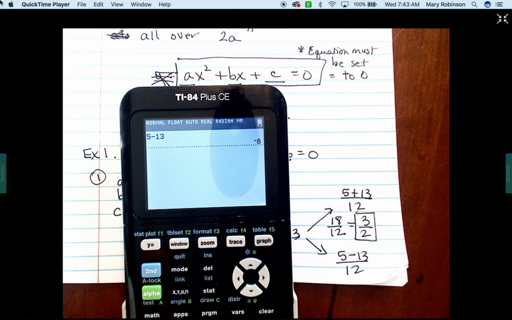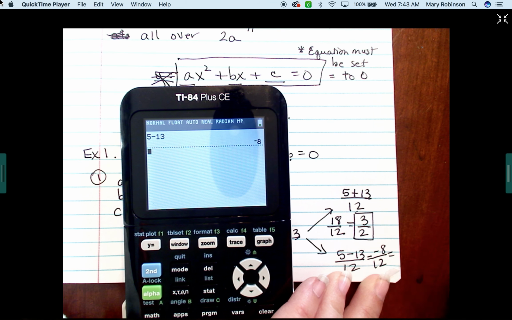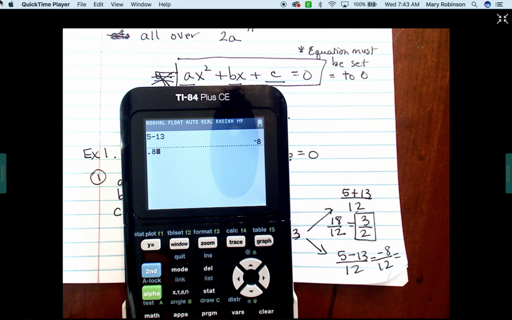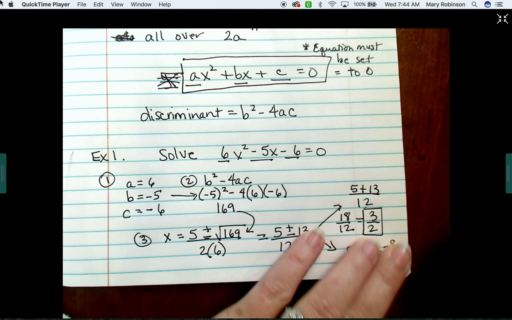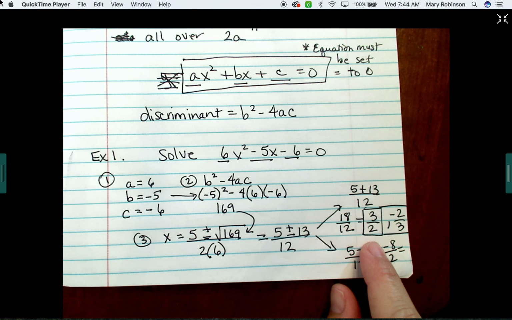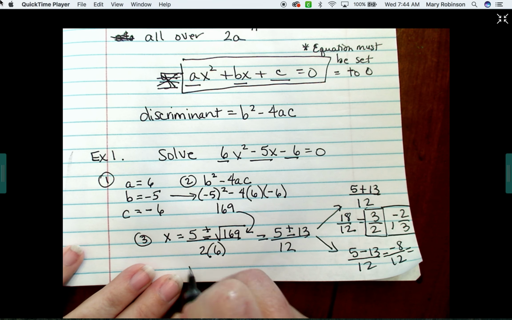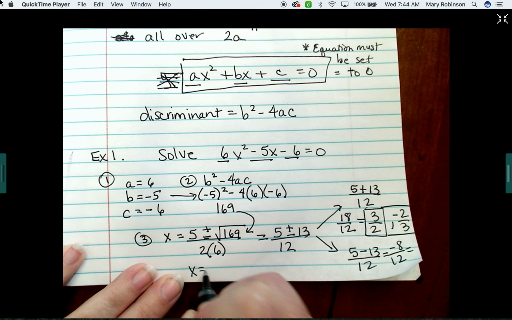Negative 8 over 12. And I'm sorry I'm running out of room here. But negative 8 over 12, math, enter, enter, is negative 2/3. I'll write it up here. Negative 2/3. So both of these are my solution, and I would have to type in both answers. So that means my x is 3 over 2, comma, and negative 2 over 3.